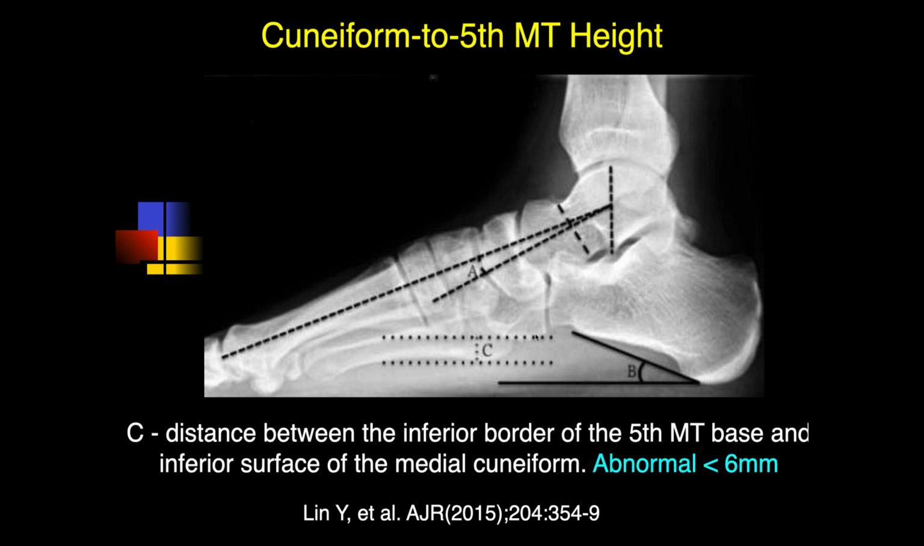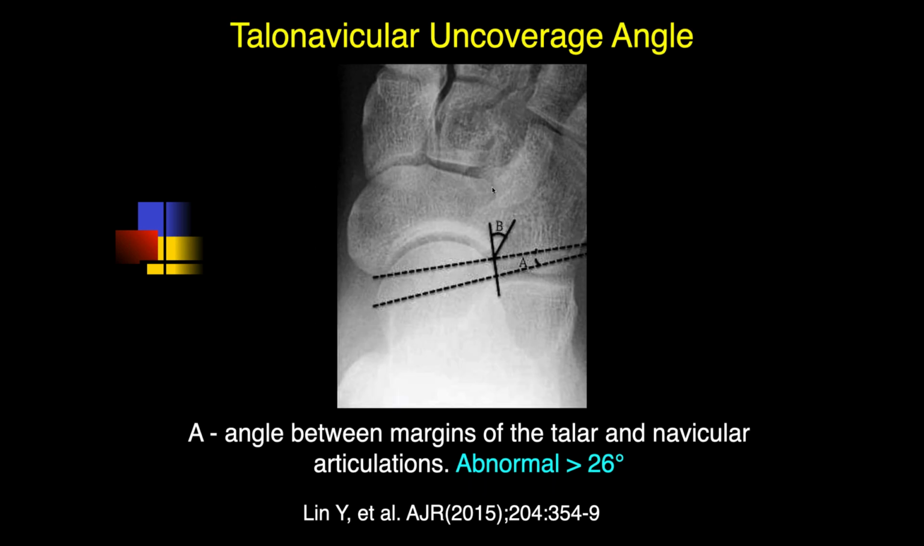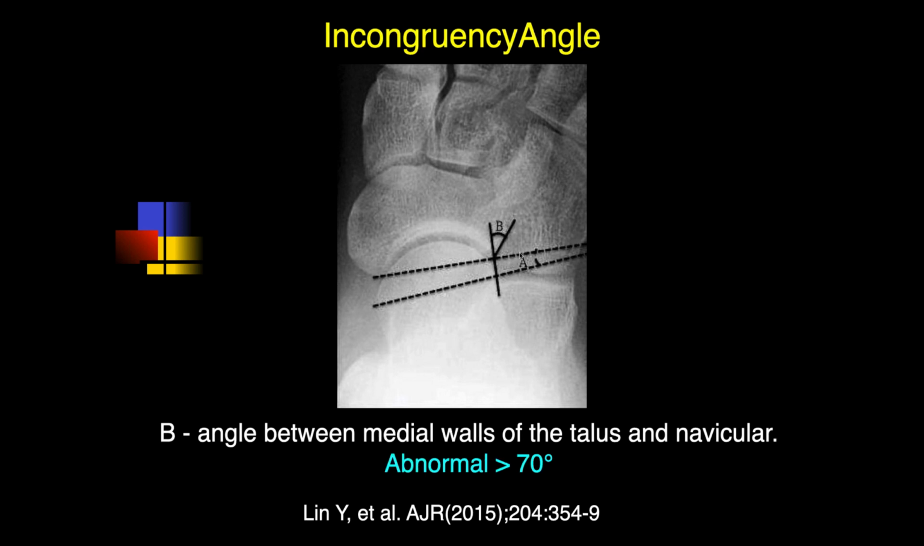And then there's the cuneiform to fifth metatarsal height. Here we can see the fifth metatarsal there, and there are the cuneiforms. Abnormal is less than 6 millimeters. What this means is that the coronal arch as well as the plantar arch are breaking down, and you're developing the flatfoot deformity. Other things to look for is a talus tilt angle, where you draw a line along the tibial plafond and one along the superior aspect of the talar dome, and it's abnormal if this becomes greater than 5 degrees. And the talonavicular uncoverage angle, this is where you're trying to look to see whether you're getting that abnormal angulation of the navicular with respect to the distal talus, and abnormal is greater than 26 in this one. And then the incongruency angle, abnormal is greater than 70.